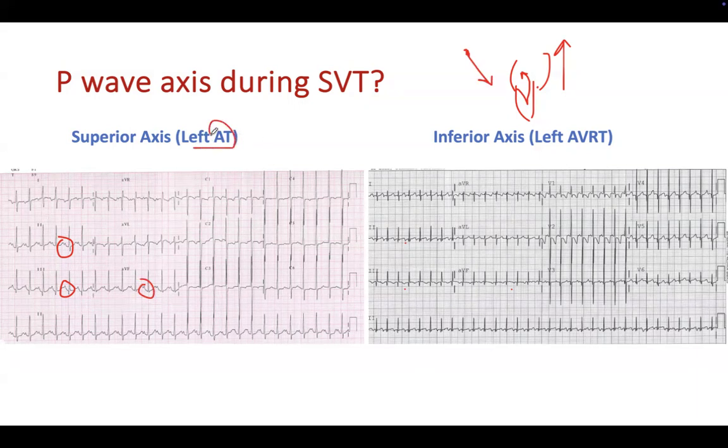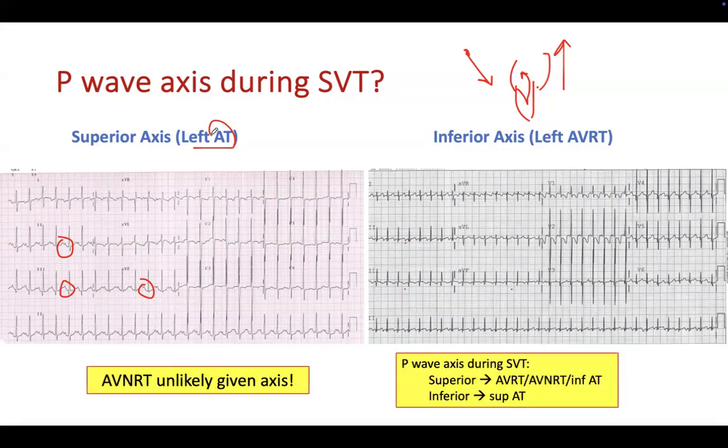Okay, so the P wave, whether it's positive or negative in 2, 3, AVF in the inferior leads, might be helpful to figure out whether it's an atrial tachycardia or not. It might be helpful. Not always helpful, but might be helpful. Okay.